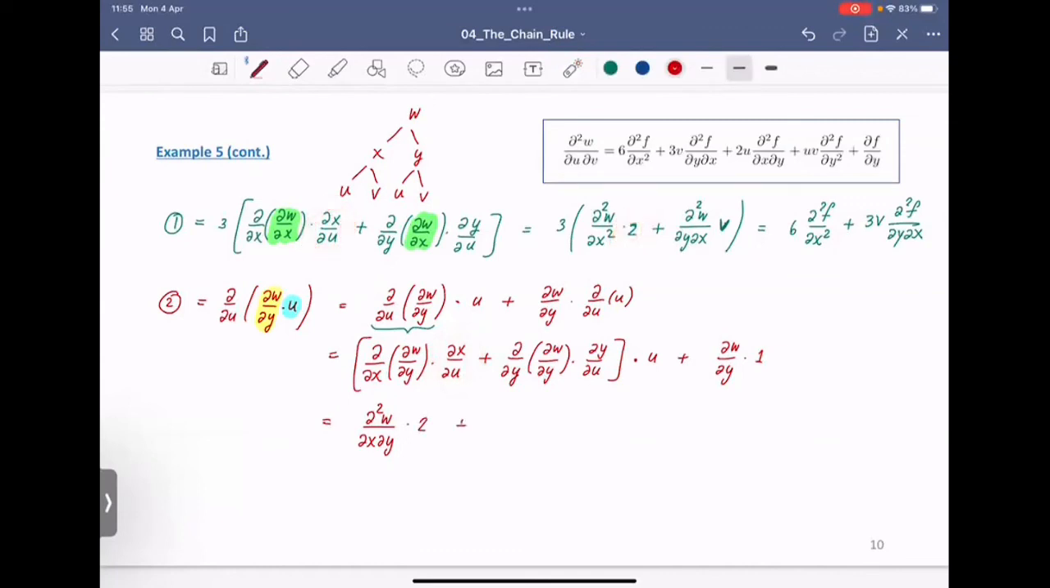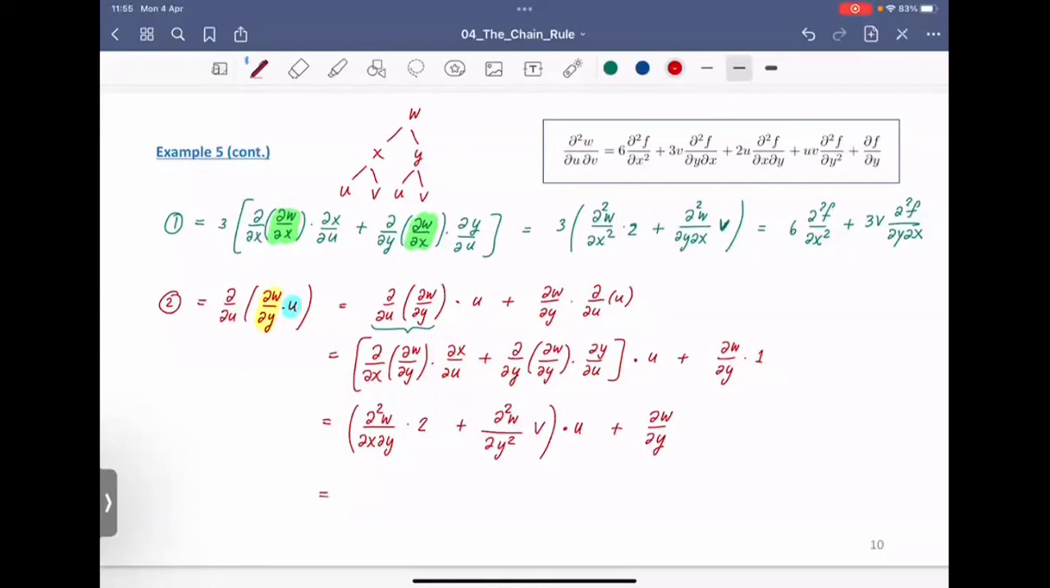And then plus here, ∂W, ∂²W, and then ∂Y², because this is differentiate with respect to Y 2 times. And then differentiate Y with respect to U, this is V. You already computed it from last time. And then, okay, everything multiplied by U. And then plus ∂W by ∂Y. Okay. Well, now you simplify it.